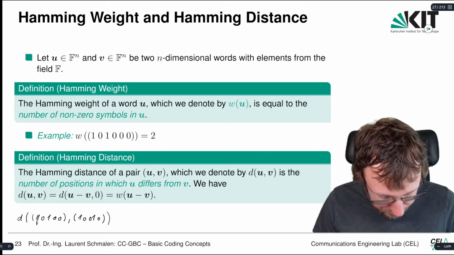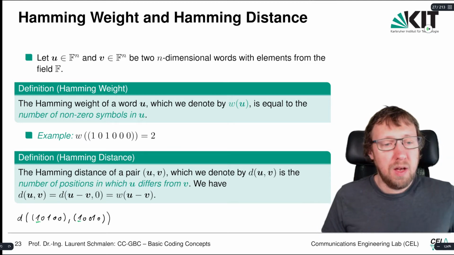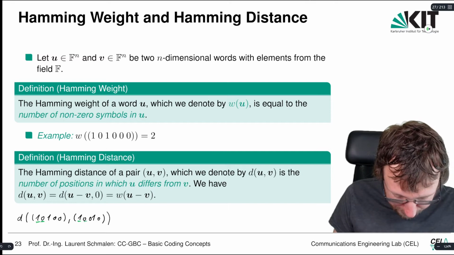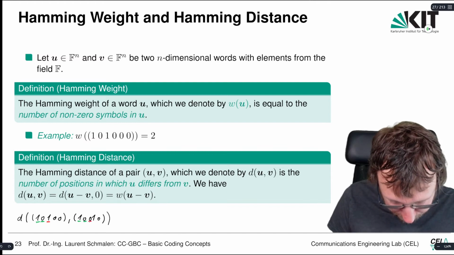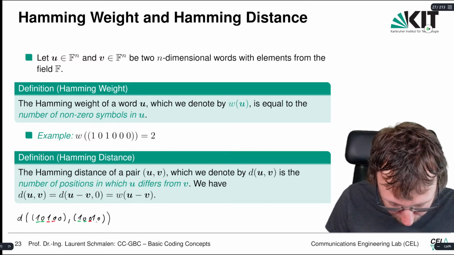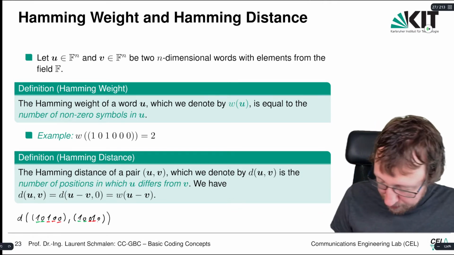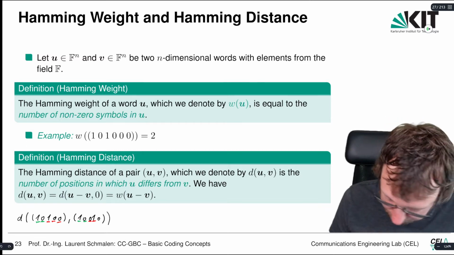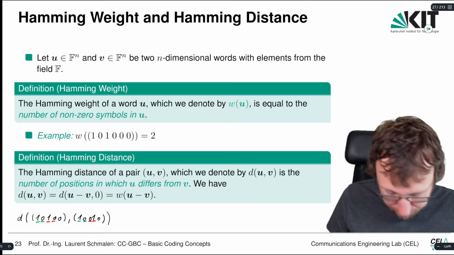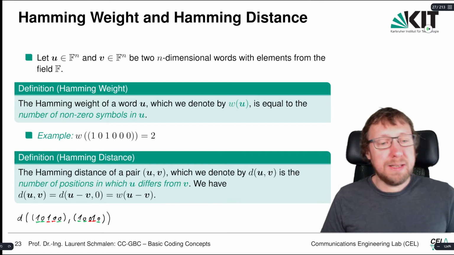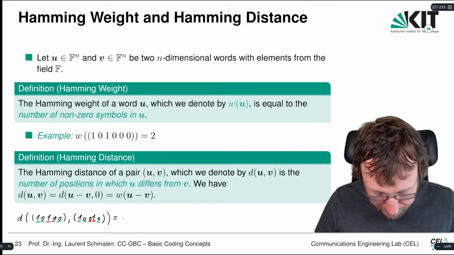So in the first position, both are equal. In the second position, both are equal. In the third position, we see a difference. There's also a difference in the fourth position. And in the final position, both are equal again. So when we count, in two positions the two words are different from each other, so the Hamming distance is equal to 2.